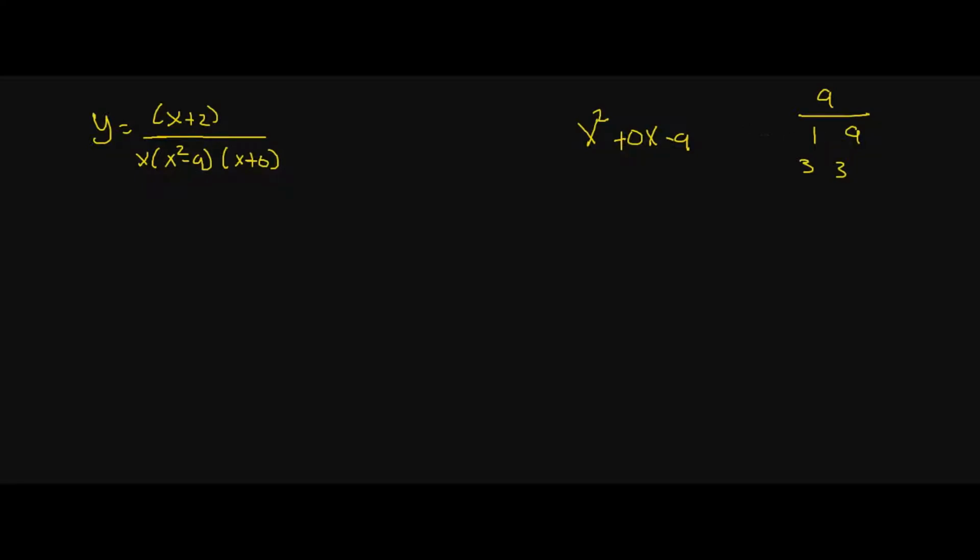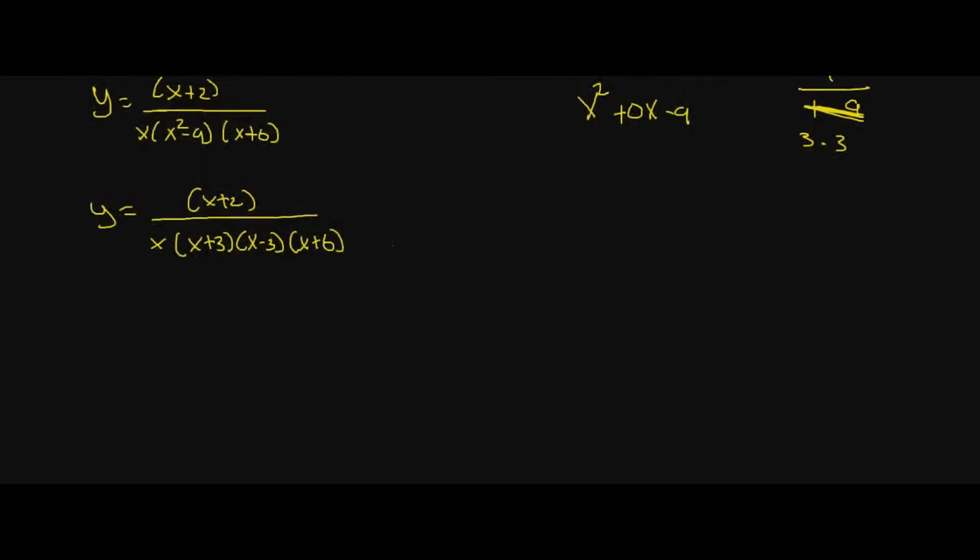Well, can I do anything with 1 and 9 to get 0x? No. And can I do anything with 3 and 3 to get 0? Well, 3 minus 3. So I can rewrite this whole expression as x plus 2 divided by x times x plus 3, x minus 3, and x plus 6. All right, now that we have that there, let's go ahead and find the vertical asymptotes and x-intercepts of this problem.